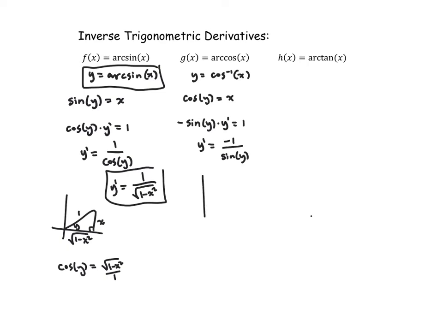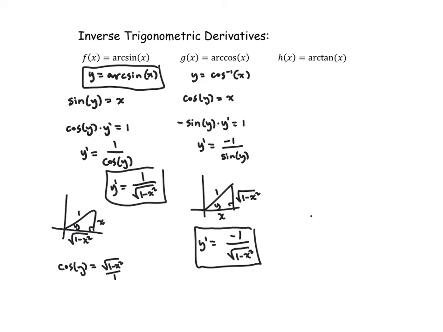Okay, let's draw another diagram. If the cosine of y is x, then adjacent over hypotenuse is x over 1. That leaves this side as the square root of 1 minus x squared. And therefore, the sine of y is opposite of the angle over the hypotenuse, which gives us a very similar, yet not the same result. The derivative of arc cosine is negative 1 over the square root of 1 minus x squared.